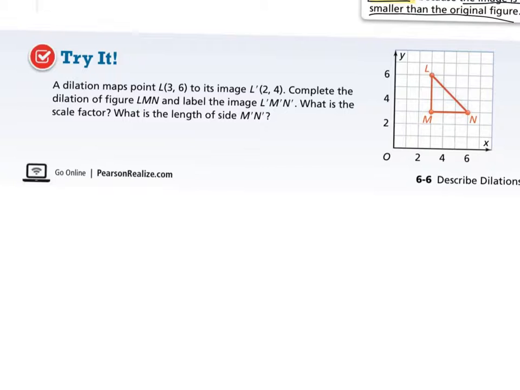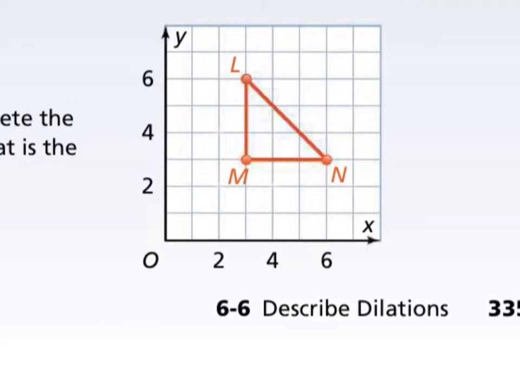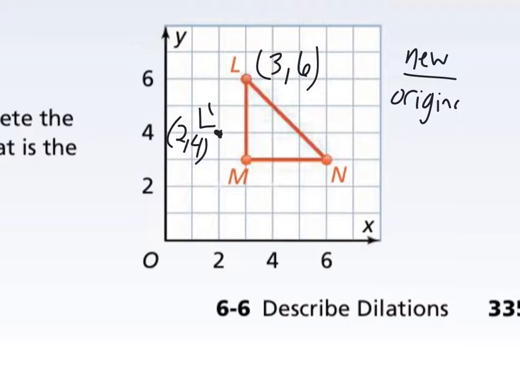One thing is the image L prime is at 2, 4. So I'm going to go ahead and graph that point first of all. 2, 4 is L prime. And probably not a bad idea if we just label this as well so we can see what's going on. This is 3, 6. This is, again, 2, 4. Okay? So to figure out our scale factor, it's the new divided by the original, or new divided by the old if you want to look at it that way.